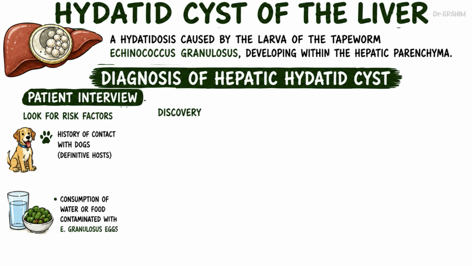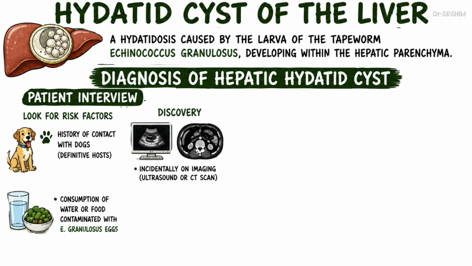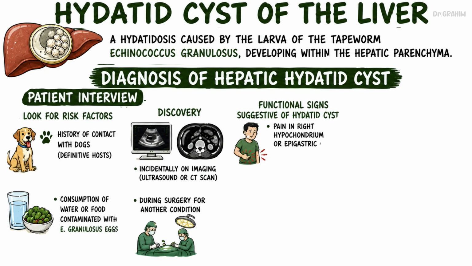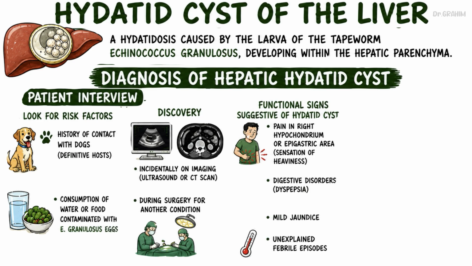The cyst may be discovered incidentally during an imaging exam like an ultrasound or CT scan, or during surgery performed for another condition. However, certain functional signs may be suggestive, notably pain in the right hypochondrium or epigastric area, described as a sensation of heaviness. The patient may also present digestive disorders like dyspepsia, mild jaundice, or unexplained febrile episodes.